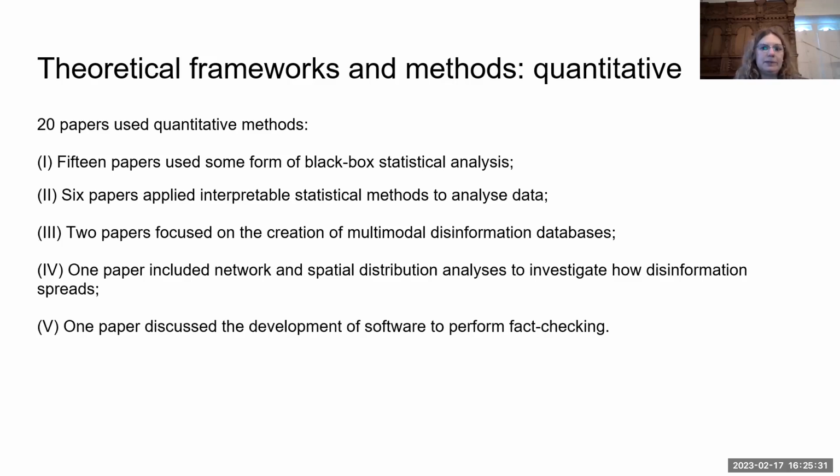Right. 20 papers which used quantitative methods fell into 5 categories. 15 papers used some form of black box statistical analysis. 6 papers applied interpretable statistical methods to analyze data. 2 papers focused on the creation of multimodal disinformation databases. Only 1 paper included network and spatial distribution analysis to investigate how disinformation spreads. 1 paper discussed the development of software to perform fact-checking.